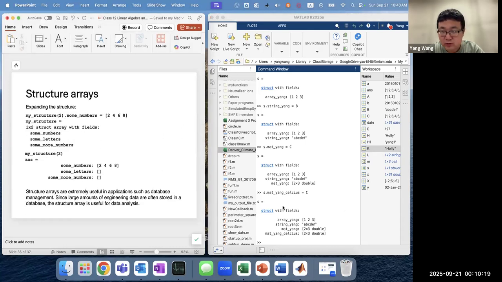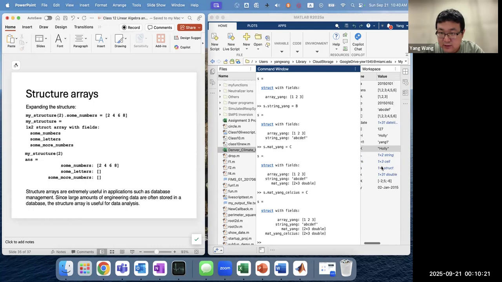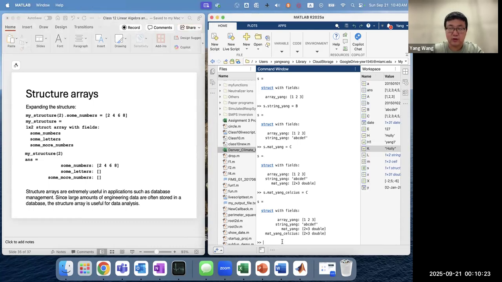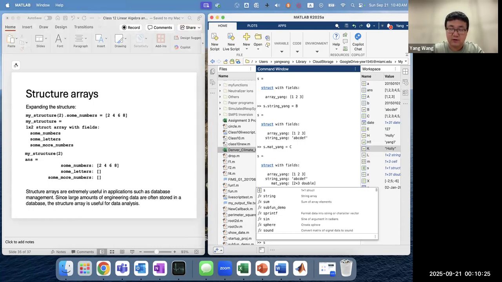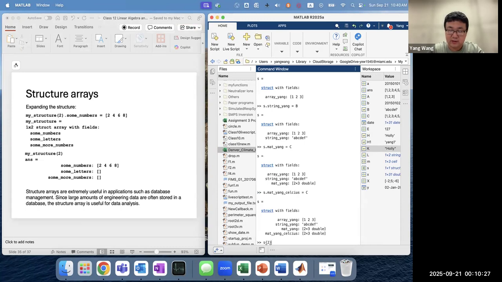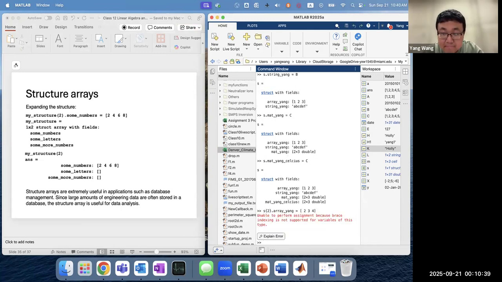And of course, the structure right now, if you see the S here, this is a one by one structure. You can also define different layers, different elements of the structure. So let's say we can also define S(2).array, B, 2, 3, and 4. Okay, so it should be just a normal bracket.